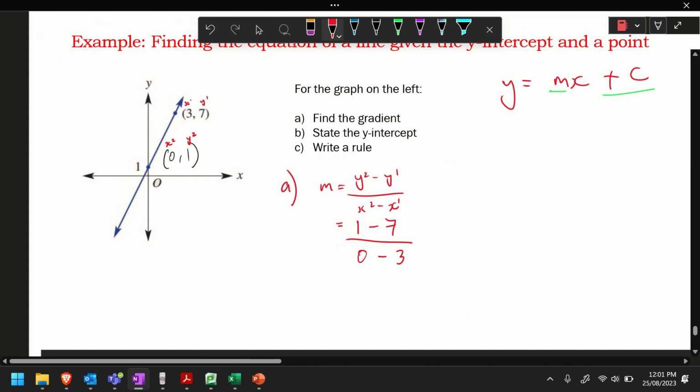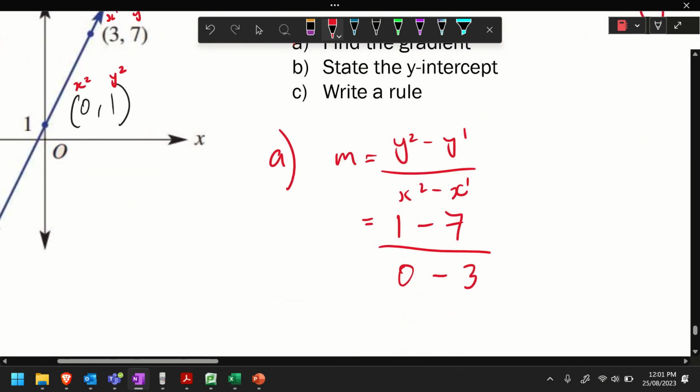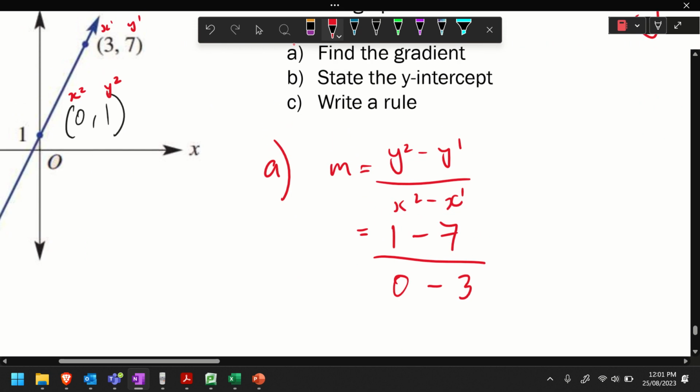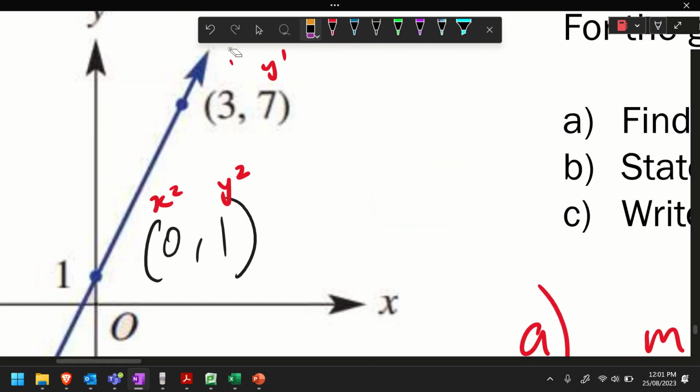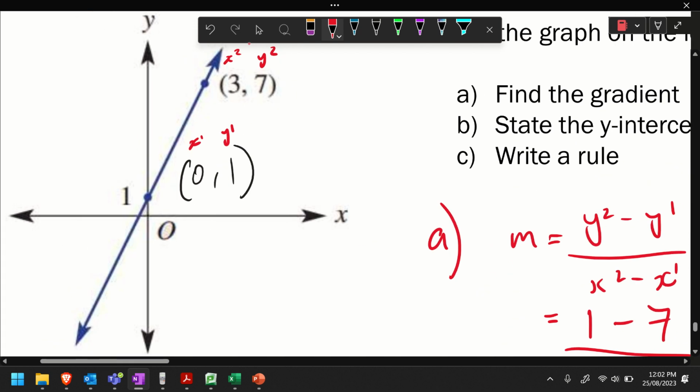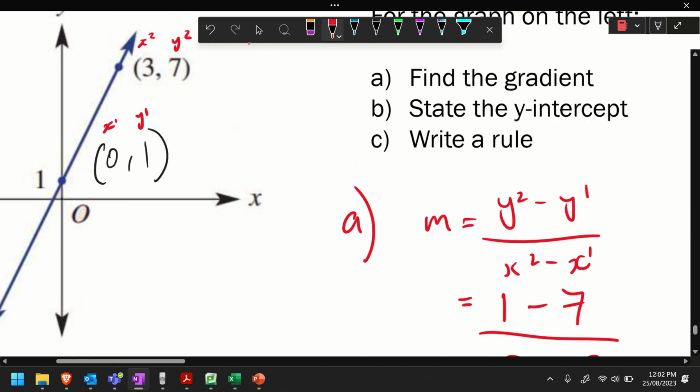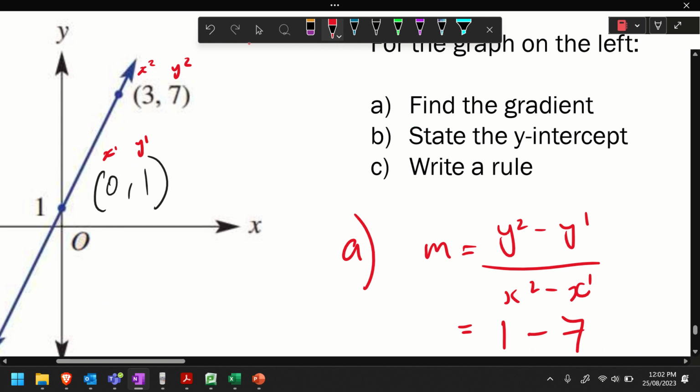It actually doesn't matter which one's which, because if you do this, it'll give you exactly the same answer anyway. Even if you make this x1, y1, or x2, y2, or the other way around, it still gives you the same answer. It doesn't really matter. But I'll fix it up so it doesn't confuse anybody. X1, y1, x2.